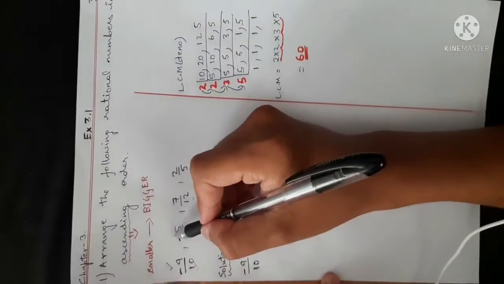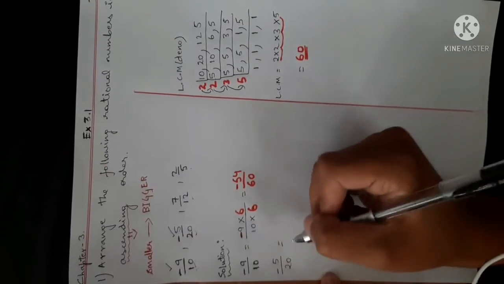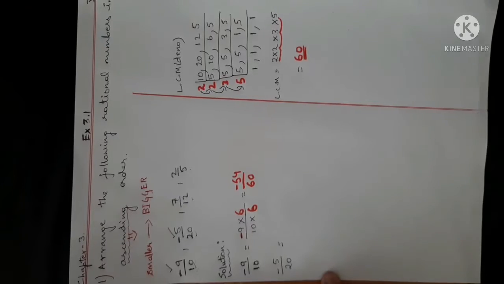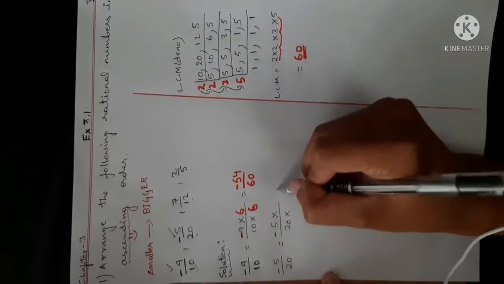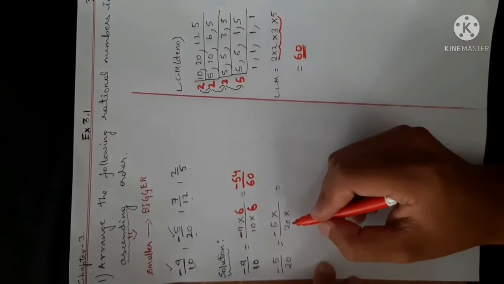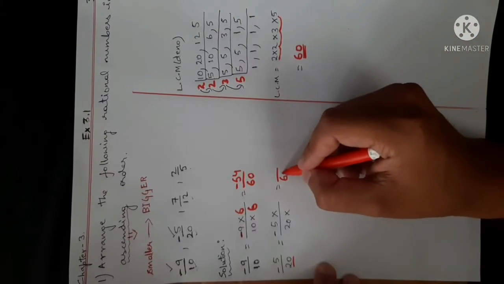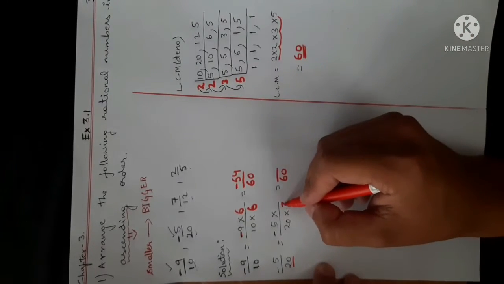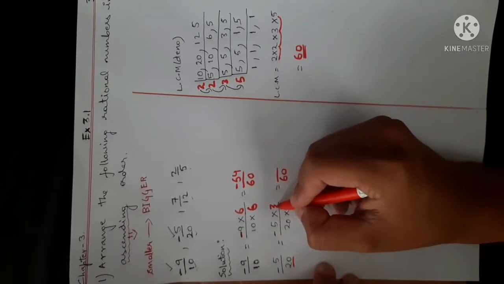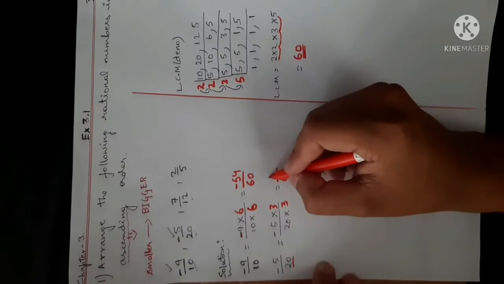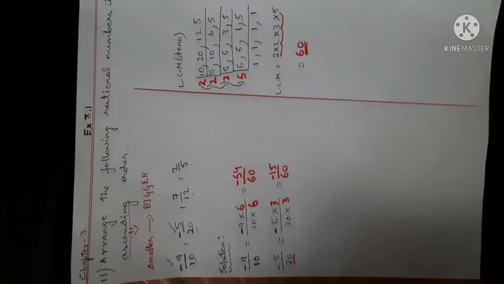Let us do for the second rational number. Minus 5 by 20. Here again we have to convert this 20 into 60. 20 into how much equals 60? 20 into 3. So since we multiply in the denominator by 3, in the numerator also by 3. 5 multiply 3 equal 15. This is minus, this is plus, so minus into plus equal minus.